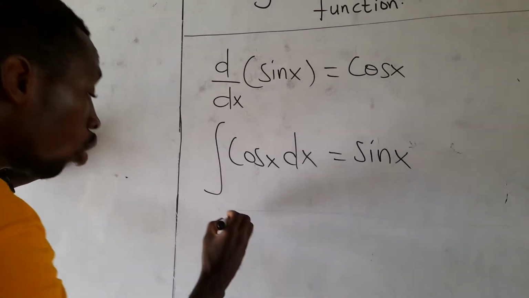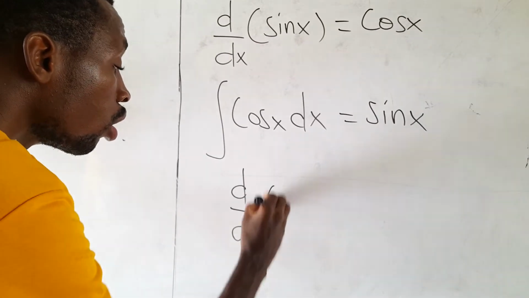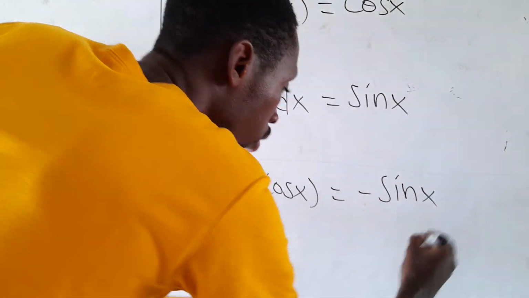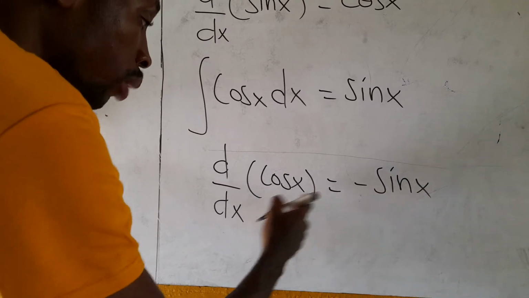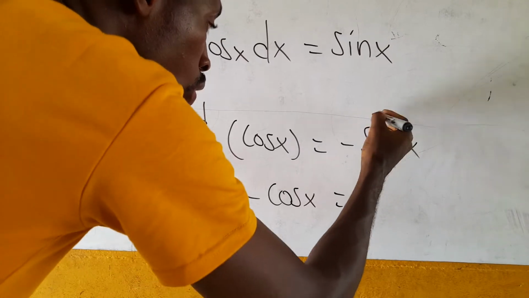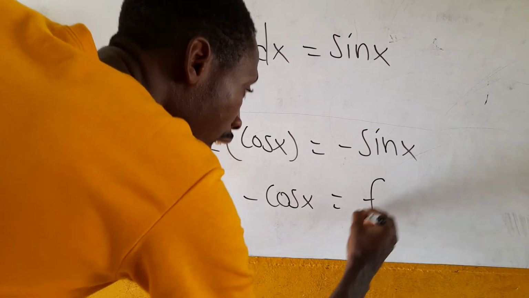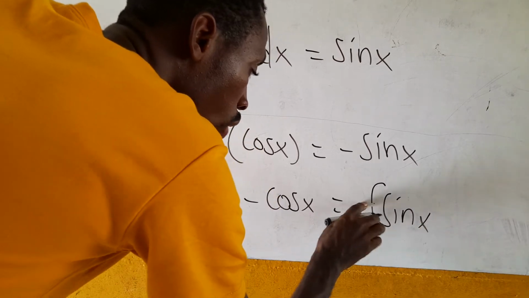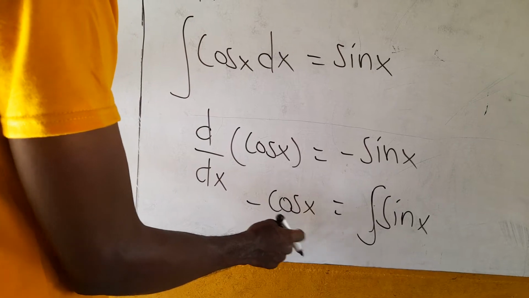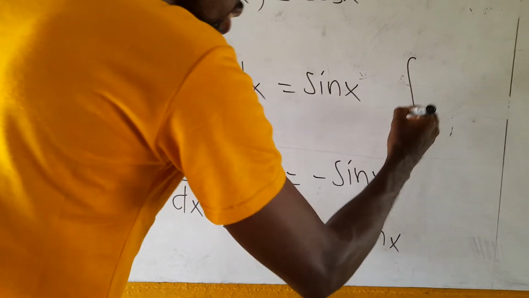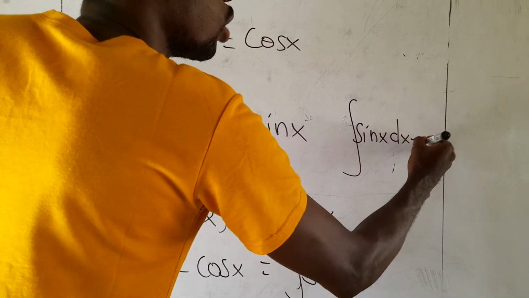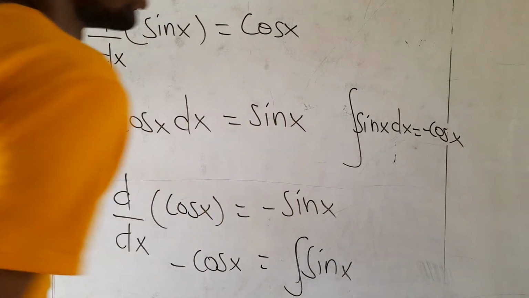Now remember also, when we differentiate cos x, we get negative sin x. So when we multiply both sides by negative, we get negative cos x equals the integral of sin x. So if I integrate sin x, I get negative cos x. We say the integral of sin x dx is equal to negative cos x. Please take notice of it.